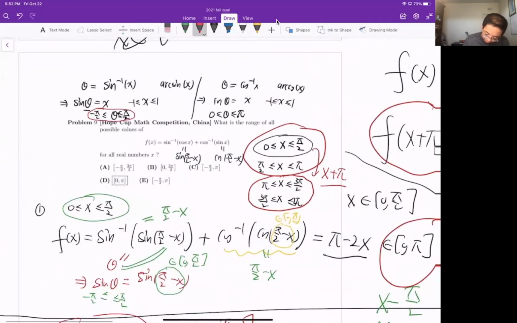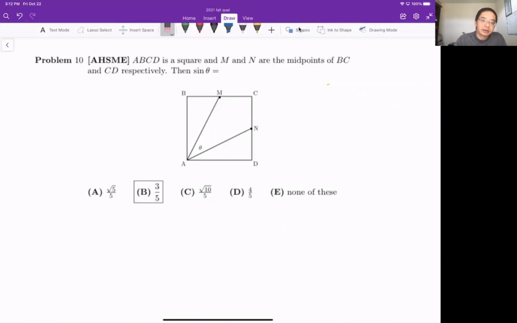That's the range of the function from 0 to pi. Question number 10. The problem says here we have square ABCD. M and N are midpoints of BC and CD respectively. We need to find the sine value of the angle theta that's between AM and AN.